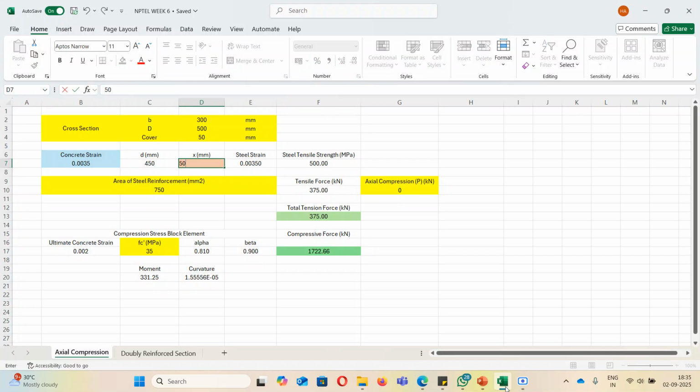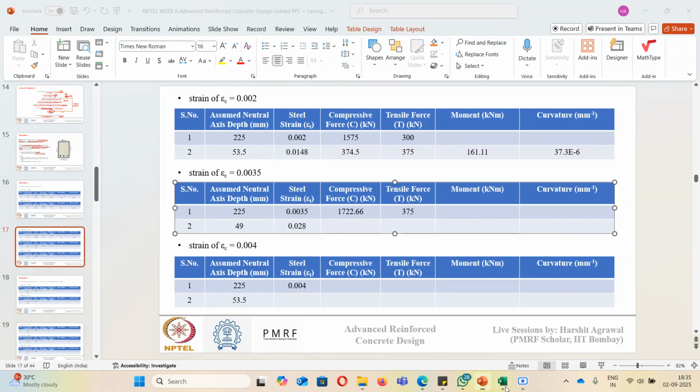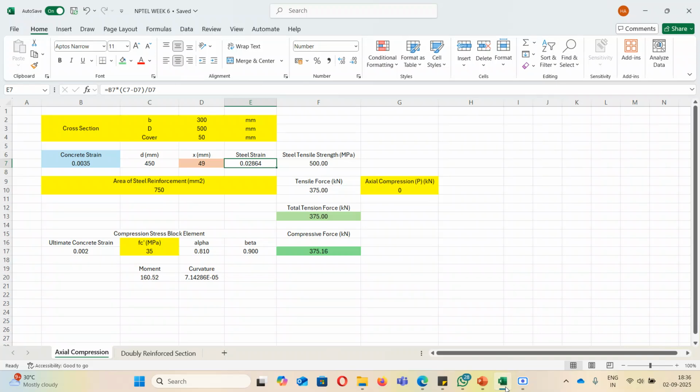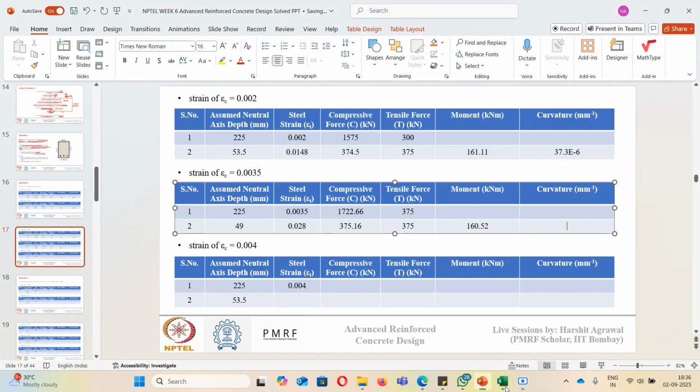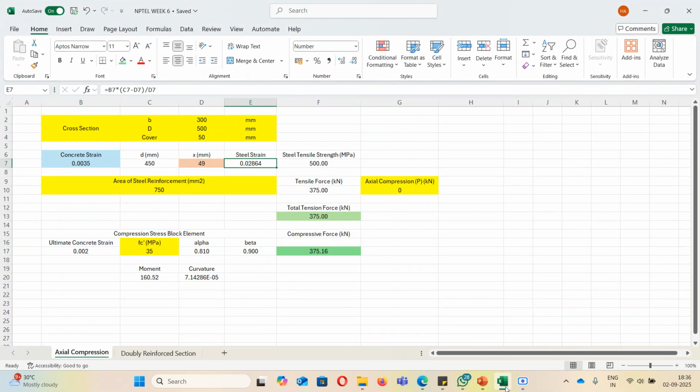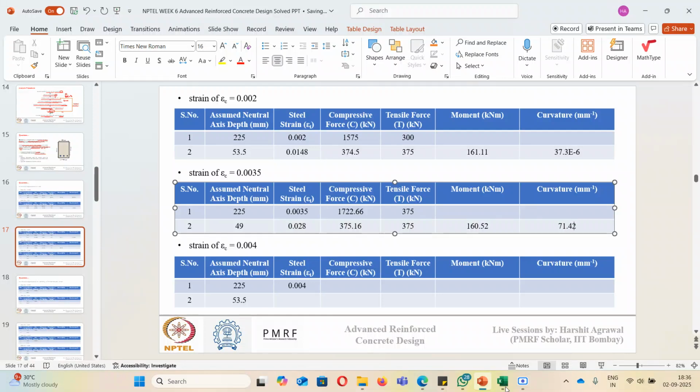So I will set it at 50. At 50, still compression force is more than tension force. I will set it at 49. So you can see now compression force is very close to the tension force. The strain in steel is 0.028. Steel is yielding. Okay. Compression force is 375.16. Tension force is 375. And at this strain value, moment is 160.52 and curvature is 771.42 into 10 to the power minus 6.